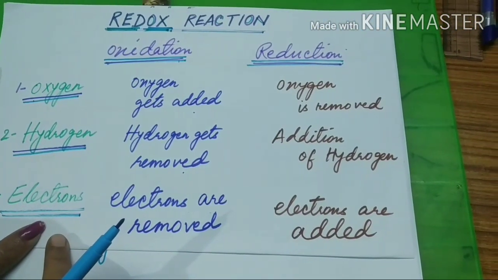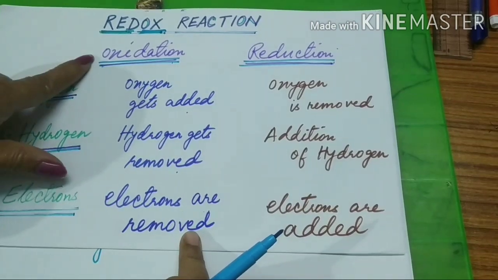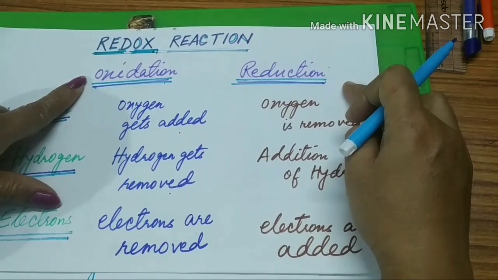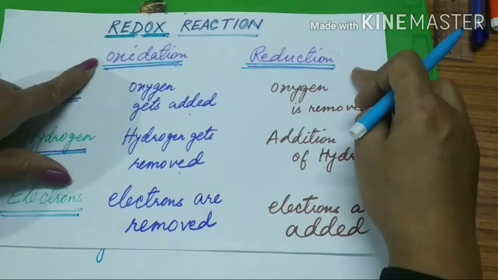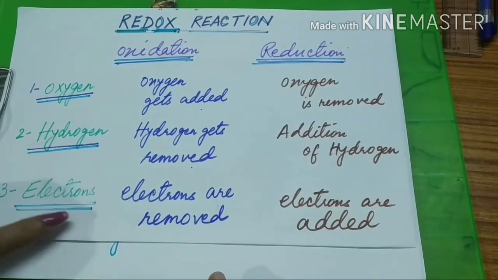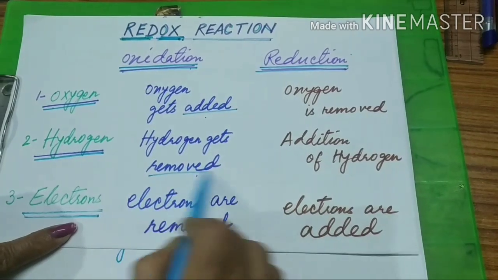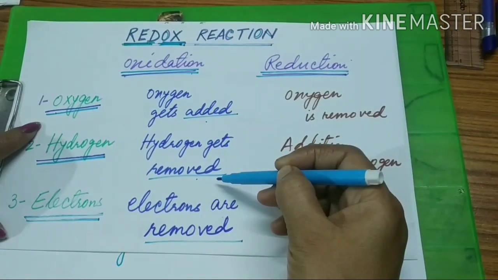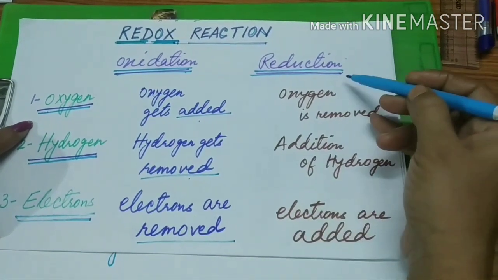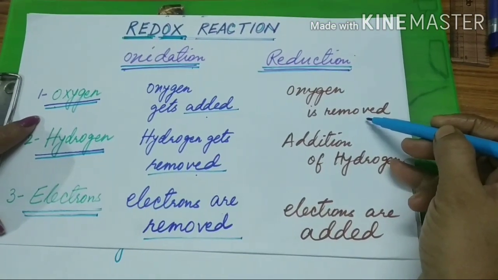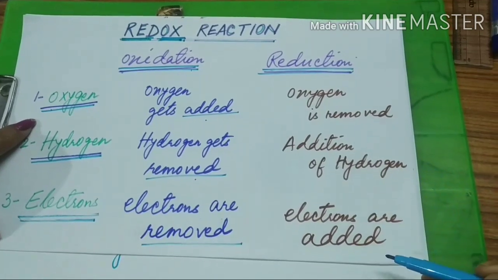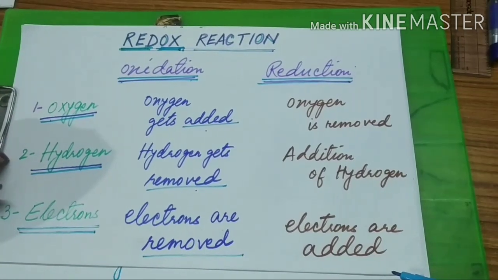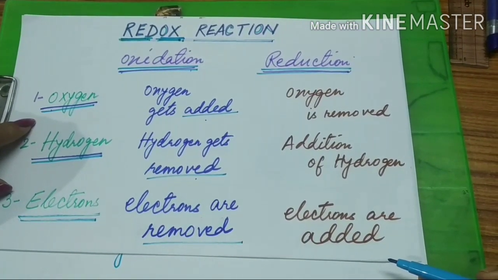Now in terms of electrons, removal of electrons is oxidation. So just the opposite, addition of electrons is reduction. So just to remember, it's a very simple way: oxygen, hydrogen, electrons. Addition, removal, removal. So in oxidation, either oxygen is added or hydrogen is removed or electron is removed. The opposite is in reduction. Either oxygen is removed or hydrogen is added or electron is added. If any of these conditions are happening in a reaction, then it is a redox reaction.